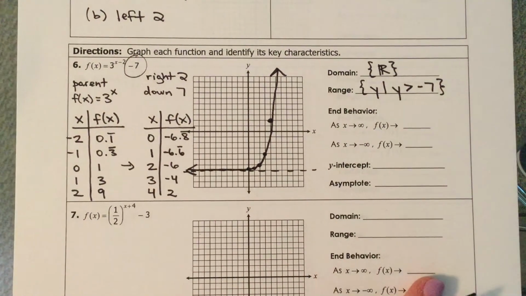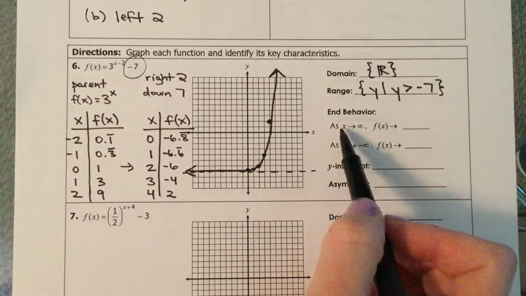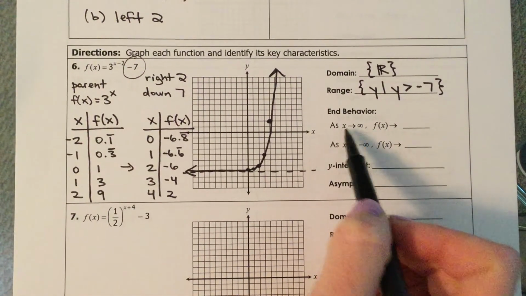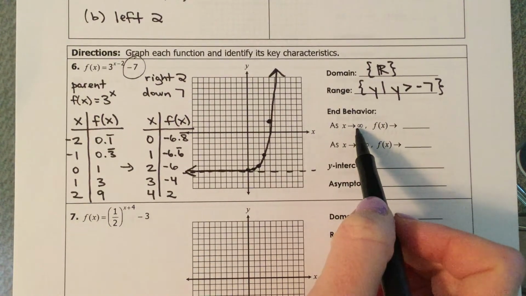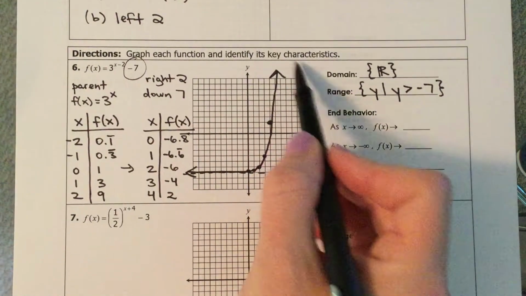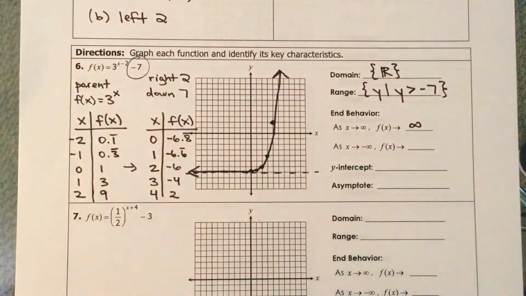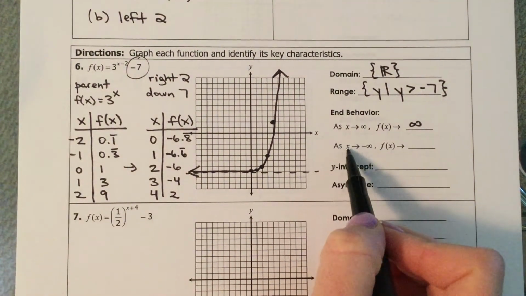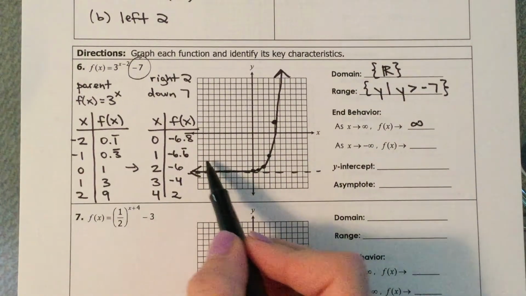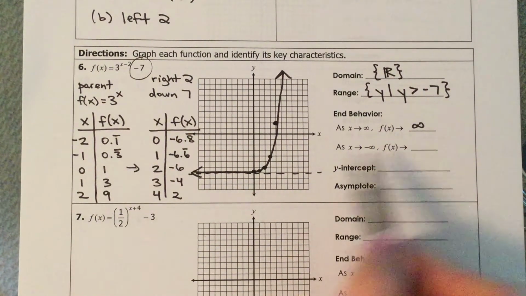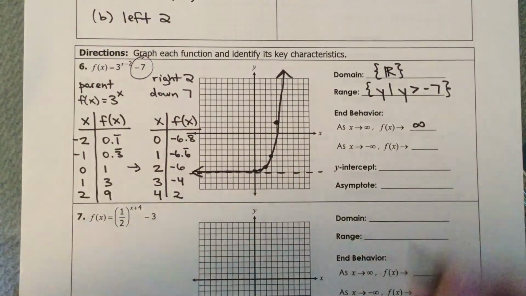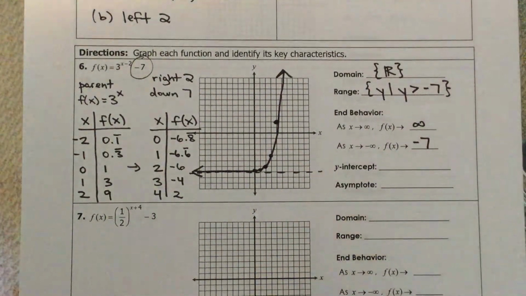All right, so we got domain and range, our end behavior. As x approaches infinity, so as my function moves to the right, the values go, and you can see this arrow, the values go up, so that would be positive infinity. As my arrow goes to the left, so that's this graph right here, what my function is doing is it's approaching that dotted line, and that dotted line has a value of negative 7.